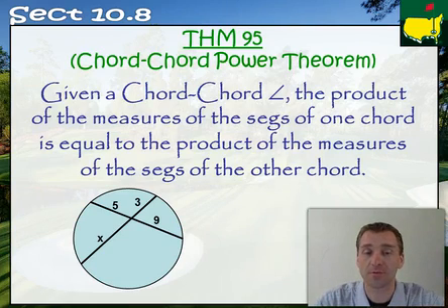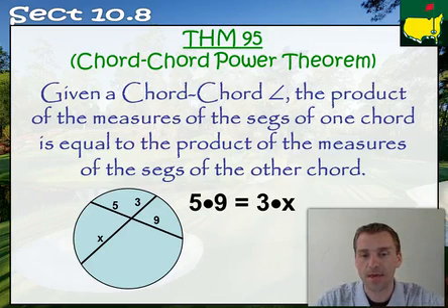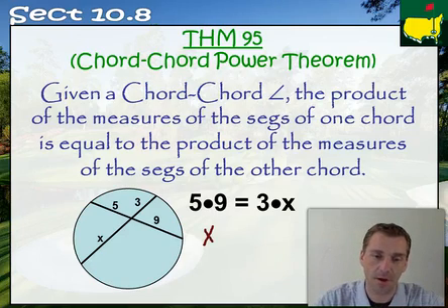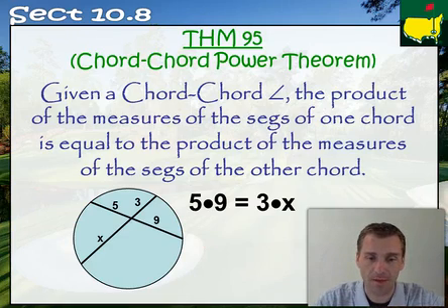But if you're looking for that little piece right there, straight up chord power theorem would say you take 5 times 9. 5 times 9 equals 3 times X. Then of course when you solve this, you get 45 for this side, 3x for that side, divide both sides by 3, and you get a whopping answer of 15 equals X. It is that simple. Nothing more to it than that. That's the chord power theorem. Okay? So let's rock and roll, and let's keep on moving.